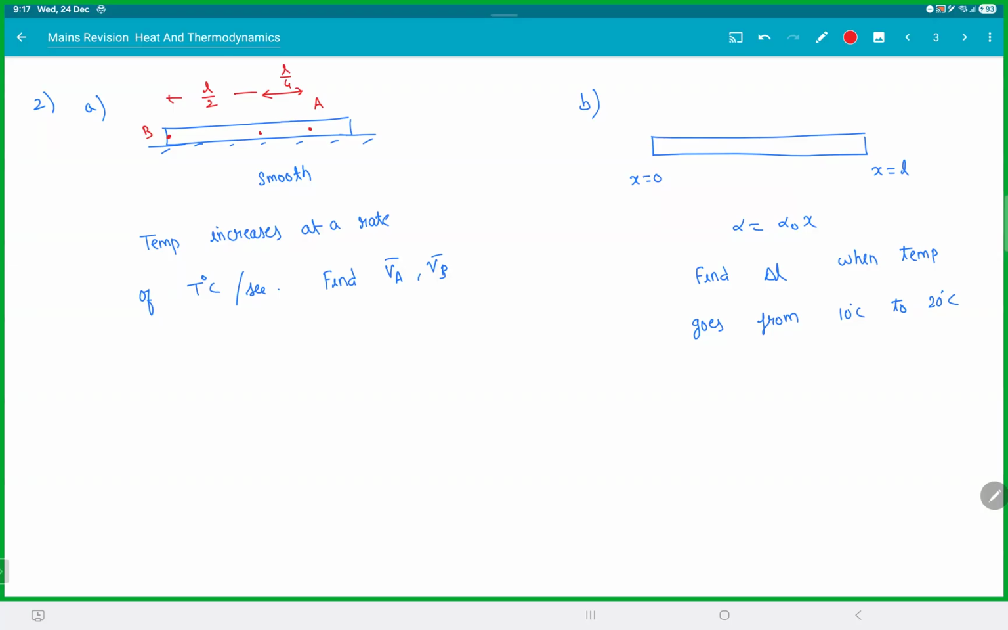So we have a rod on a smooth floor. What is the catch? Since there is no external force on the system, center of mass will not move. Start from there. So when you increase the temperature of the rod, the rod will expand in such a way that the center of mass will remain at the center.